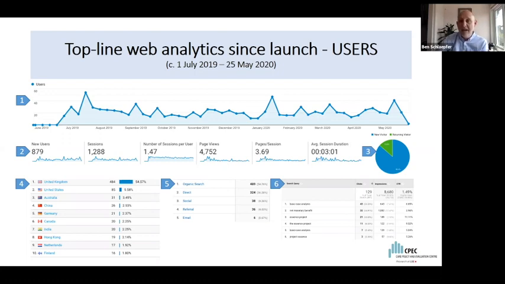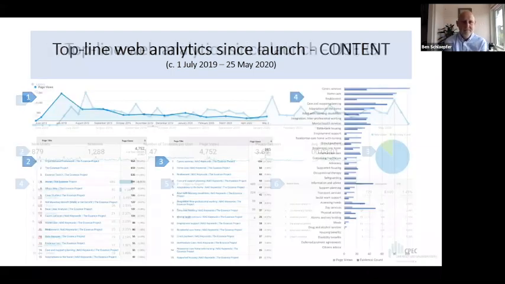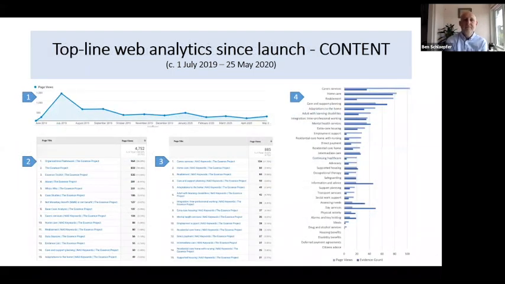Moving on to content. Next slide, please, Michela. Great. So although the user visits have been consistent, the amount of content that's been viewed per visit or over time has decreased. So you can see page views totaling around just under 5,000 since launch.